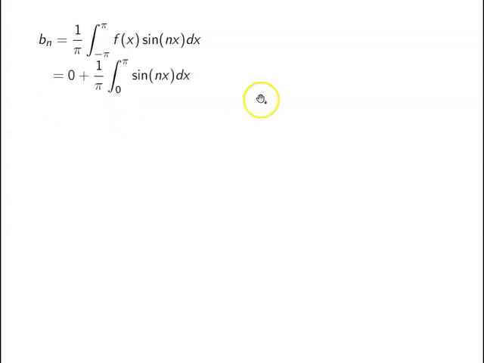So again, I need two functions. The first one just goes to 0. The other one is just the integral from 0 to pi of sine of x. I know the integral is negative cosine. Okay. I have to make some sort of a u substitution, so I end up with this n in the denominator in front, and I evaluate this from pi to 0.